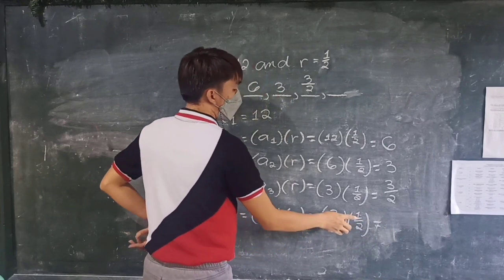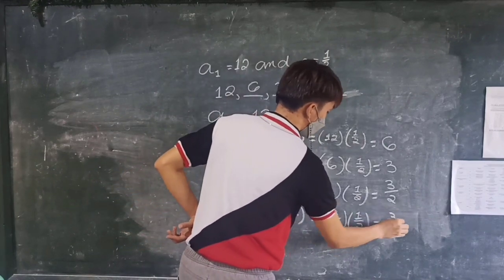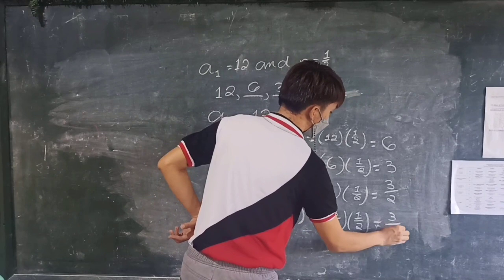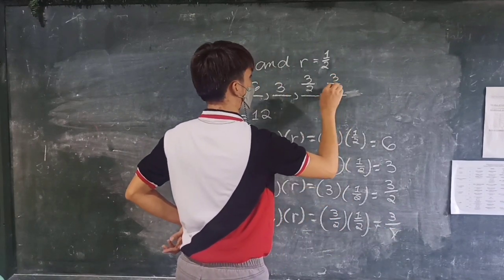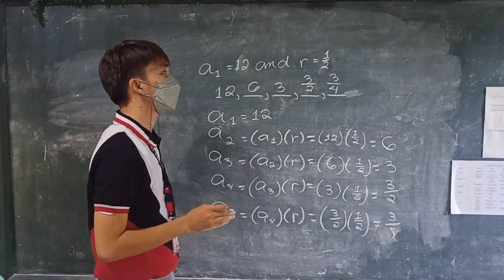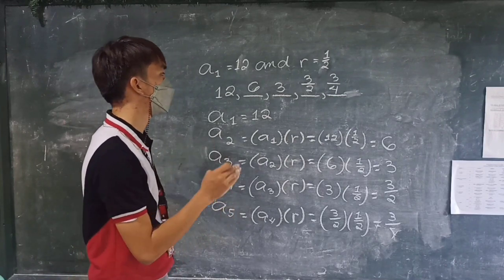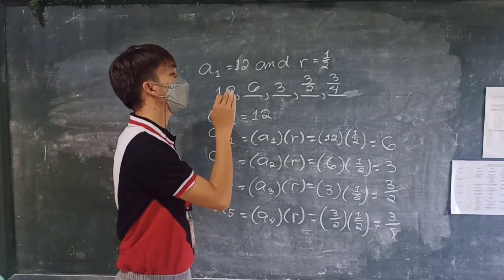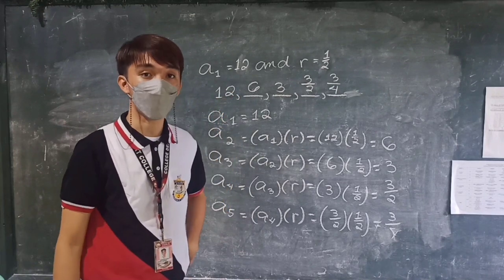Three times 1 is 3. 2 times 2 is 4. So it's 3/4. So this is now the first 5 terms of the geometric sequence given the first term and their common ratio: 12, 6, 3, 3 over 2, and 3 over 4.